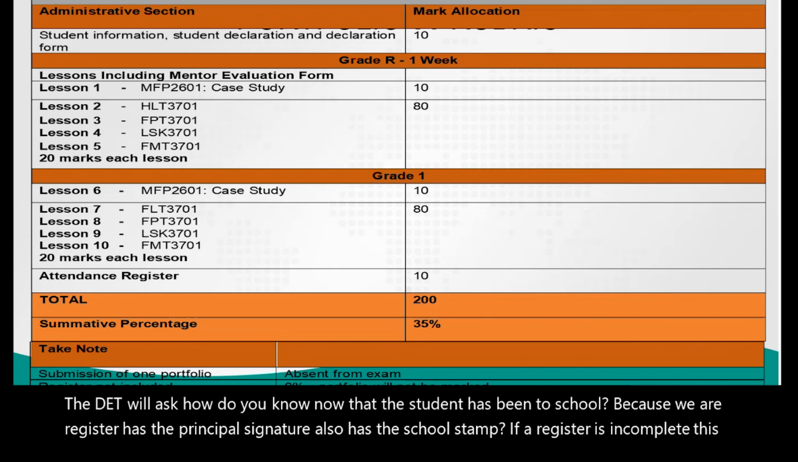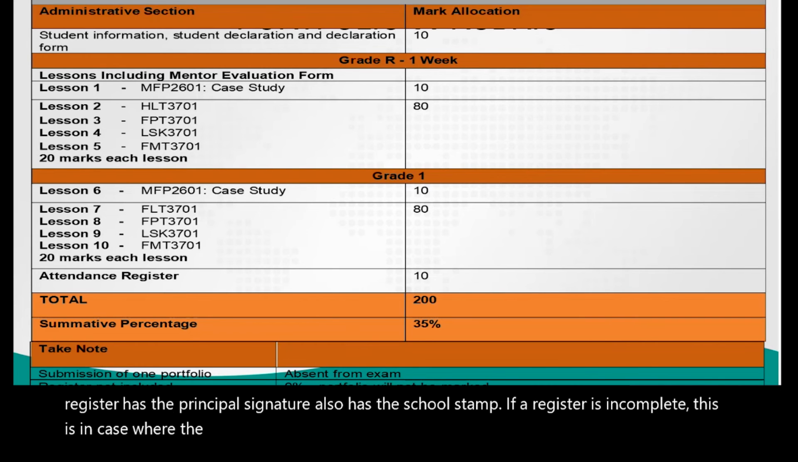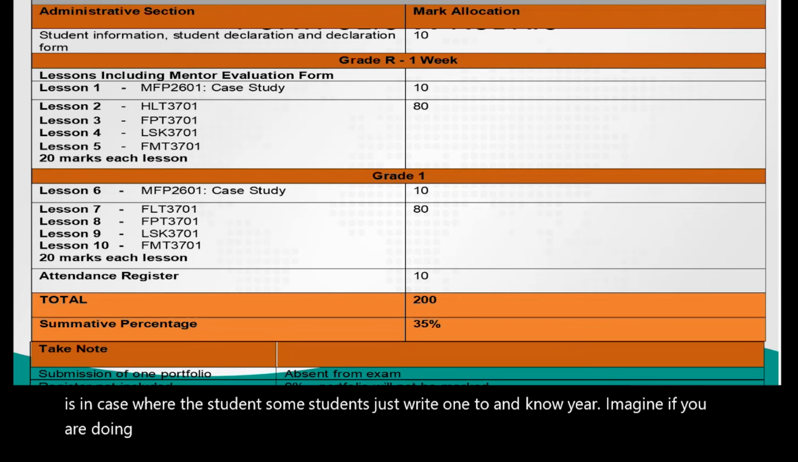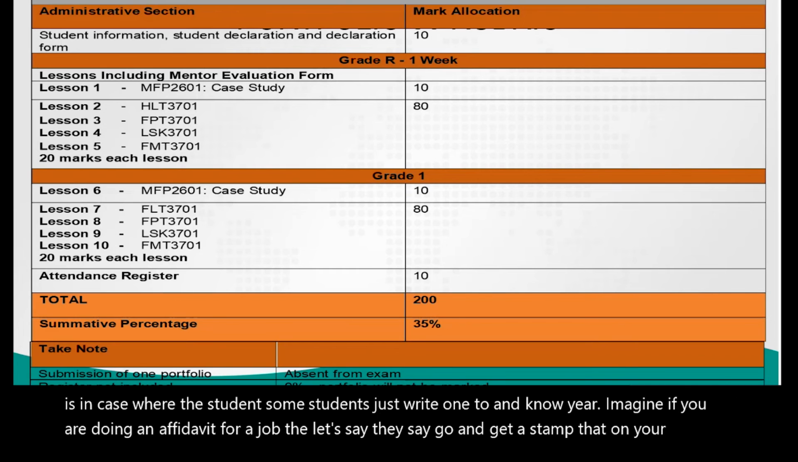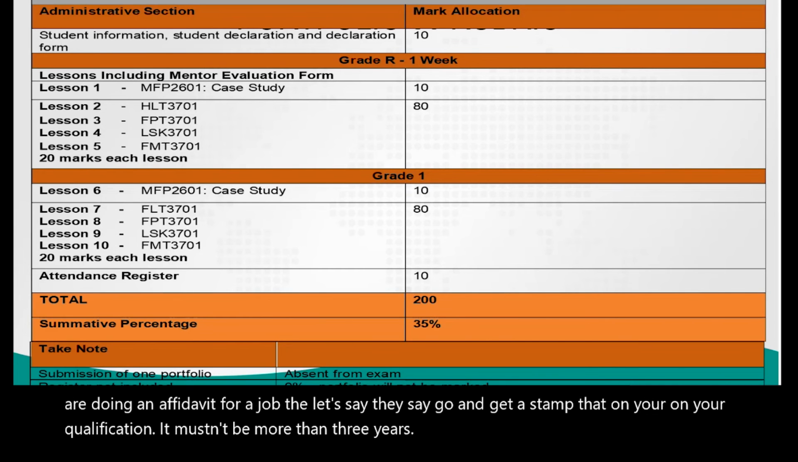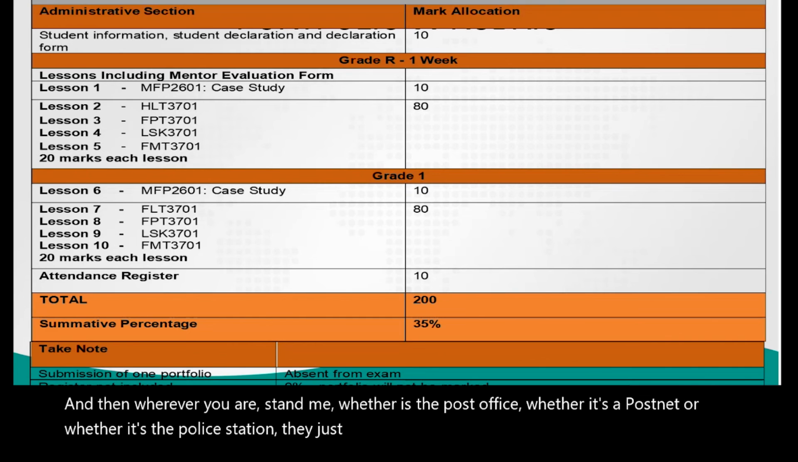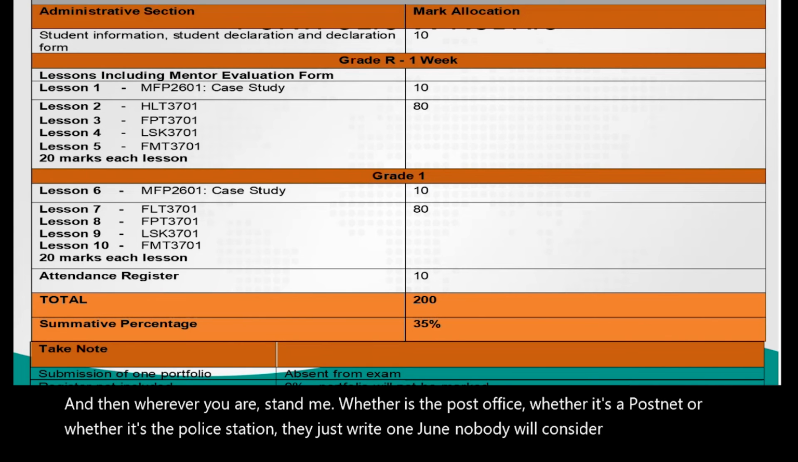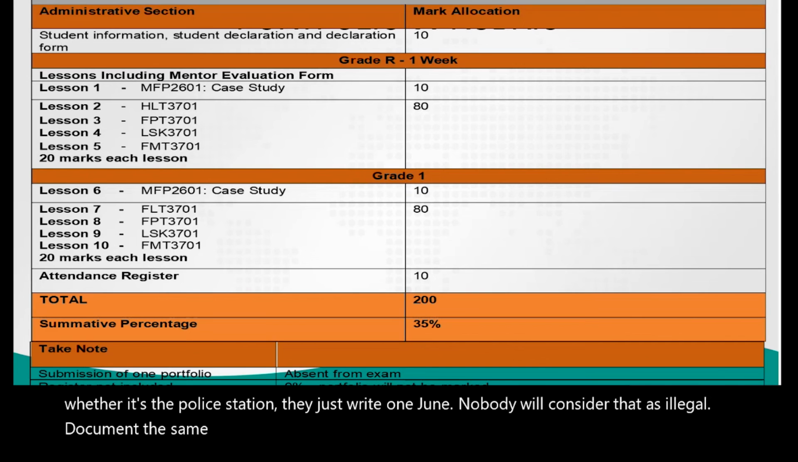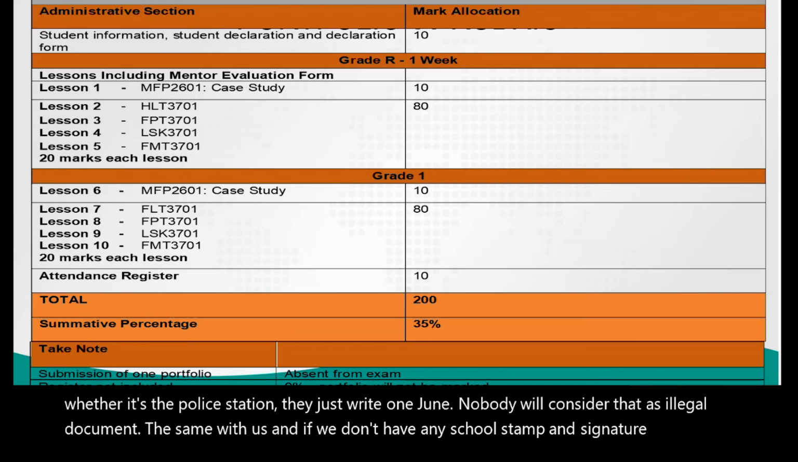If a register is incomplete, this is in cases where some students just write 1 June and no year. Imagine if you're doing an affidavit for a job, and they say go and get a stamp on your qualification, it mustn't be more than 3 years old. And then wherever you are stamping, whether it's the post office, a Postnet, or the police station, they just write 1 June. Nobody will consider that a legal document. The same with us. And if we don't have any school stamp and signature, it's a 0.